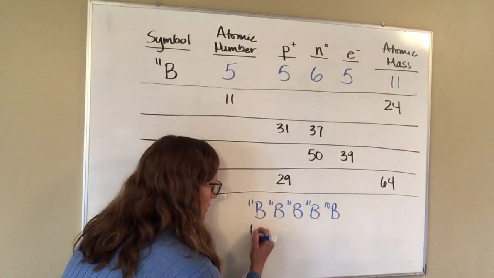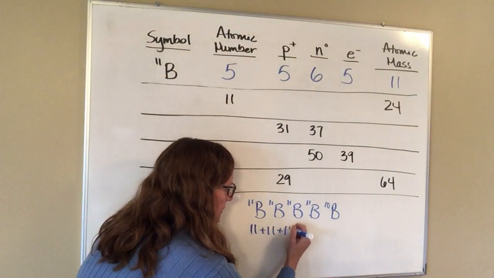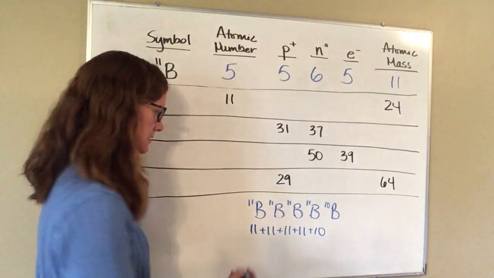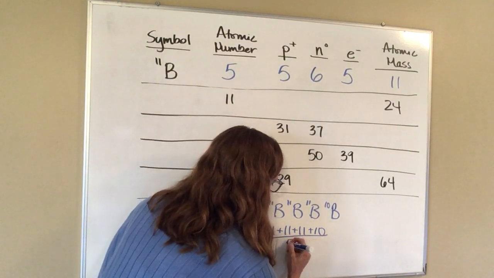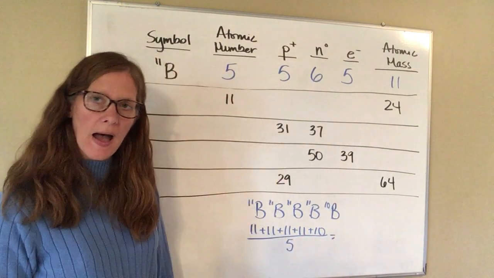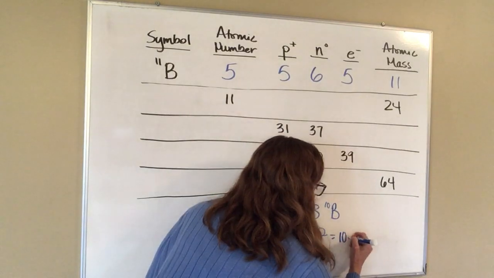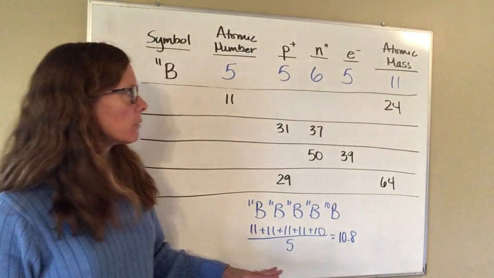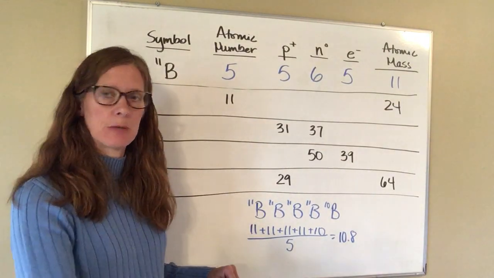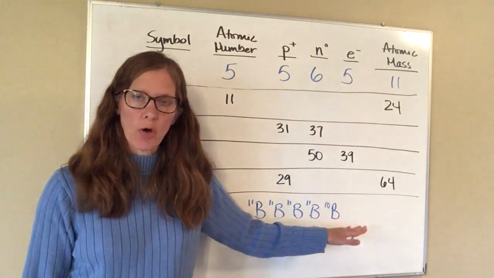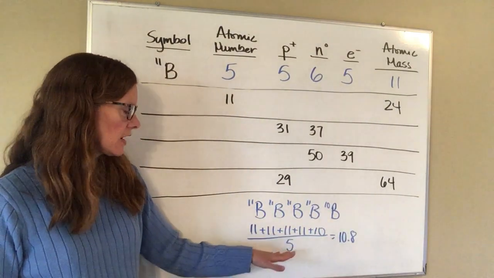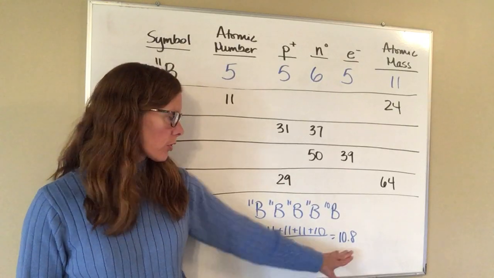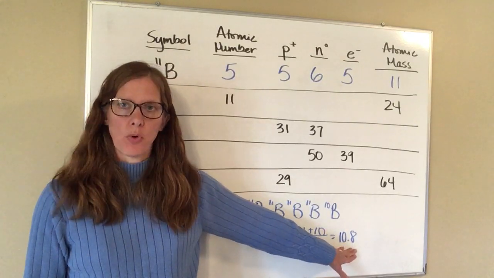So if I take 11 plus 11 plus 11 plus 11 plus 10, because those are my 5 masses, and you add those up and divide by 5, you're going to end up with 10.8. That's really what the atomic mass on the periodic table is. They've taken all the isotopes of an atom that exist and averaged them together, and they say the average mass of each boron would be 10.8.